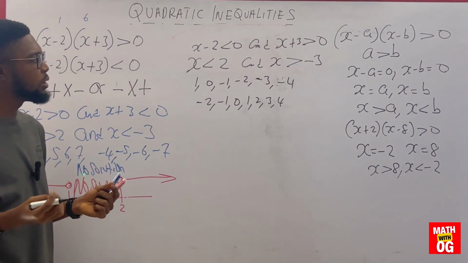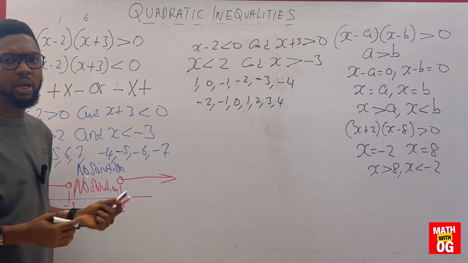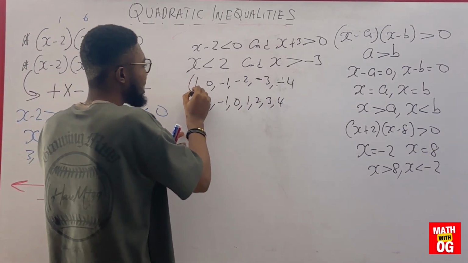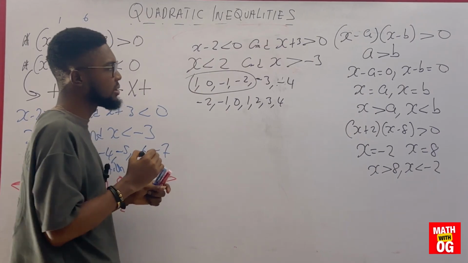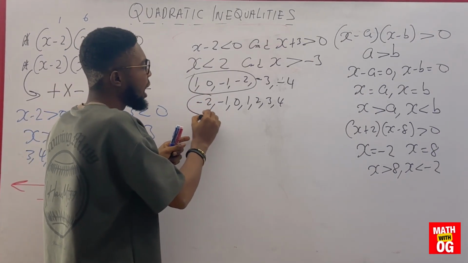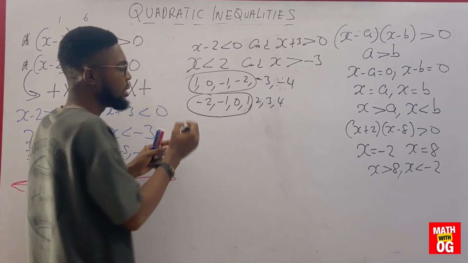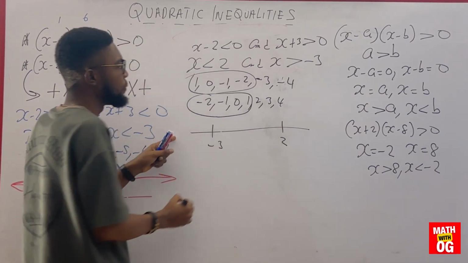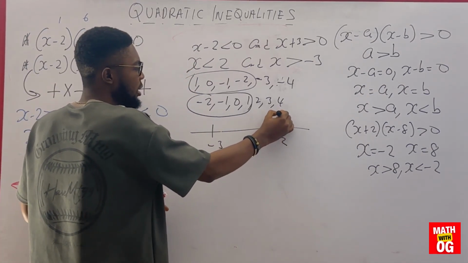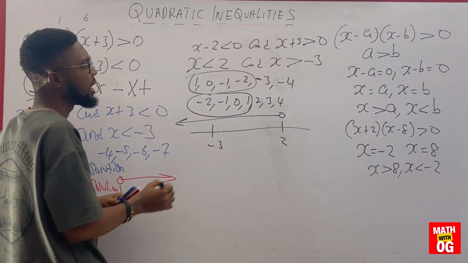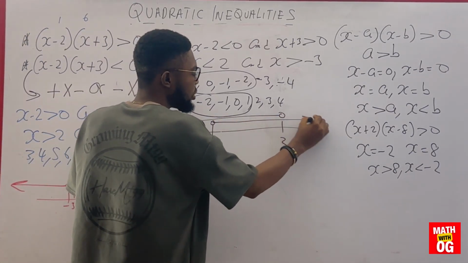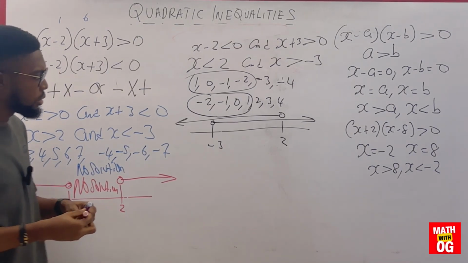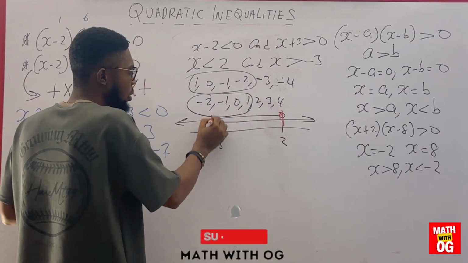Now, where do I have range of values that are less than 2 and at the same time greater than minus 3? Less than 2, greater than minus 3. Those are the values that are between 2 and minus 3. You can see them here. So if I'm to draw this on my number line, this is negative 3 and this is 2. X is less than 2 from here going to the left. X is greater than minus 3 from here going to the right. So you can see values of x that are less than 2 and also greater than minus 3. You can find them here between minus 3 and 2.